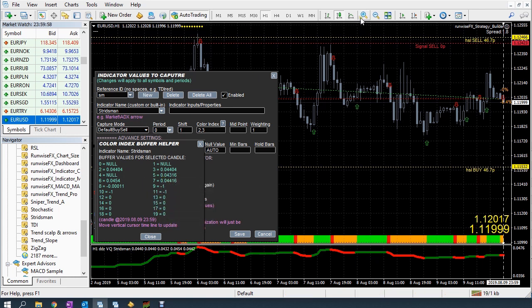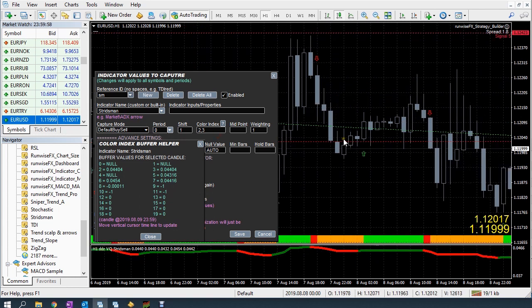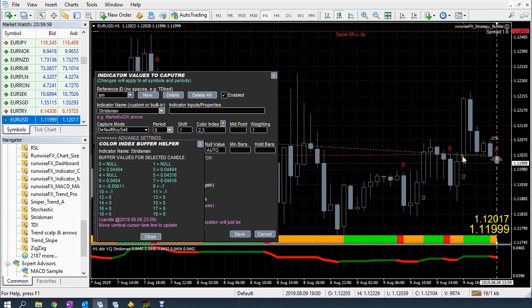So let's just zoom in a little bit more. Let's move to the end there. So let's have a little look. So we were looking at colour index 2 and colour index 3.